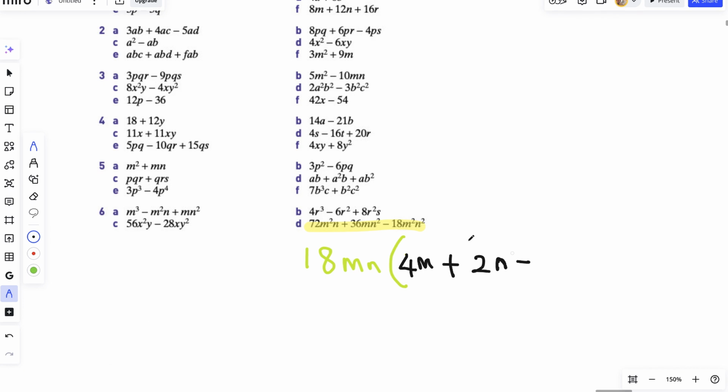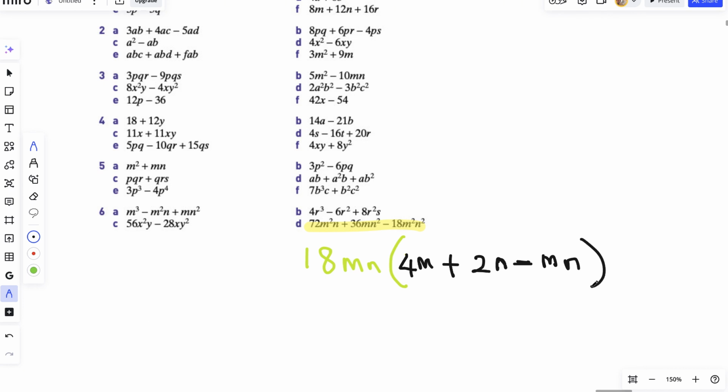Minus the last one. You've already taken the 18 out, so there's no number. Only thing remaining is 1, because 18 times 1 is 18. But in maths, you can choose not to write 1. You take one m out, there's one m still left, and you've taken one n out, there's one n still left. So if you like, you write 1 here. If you like, don't write it. It's still the same thing. So finish, our job is done.